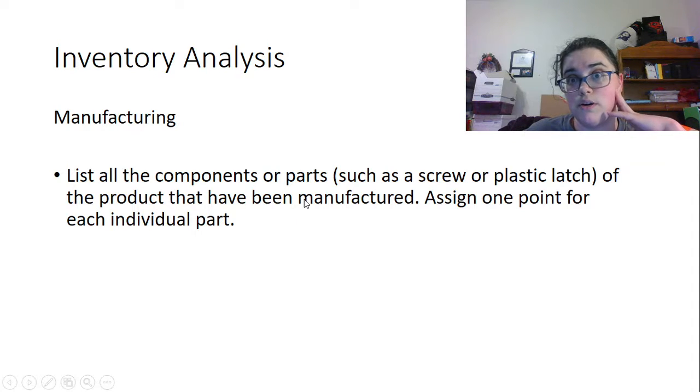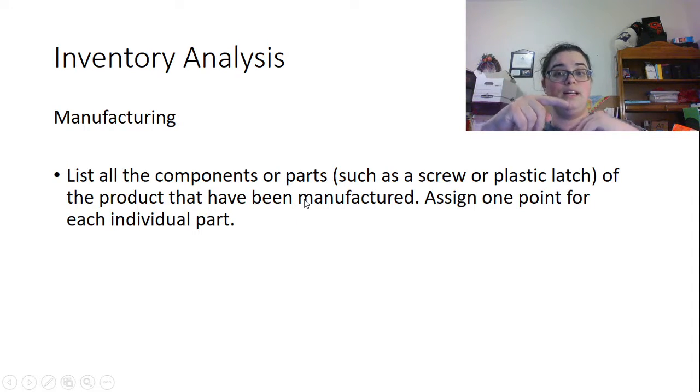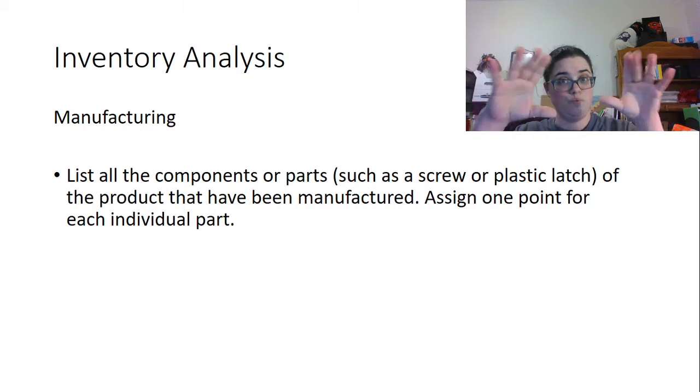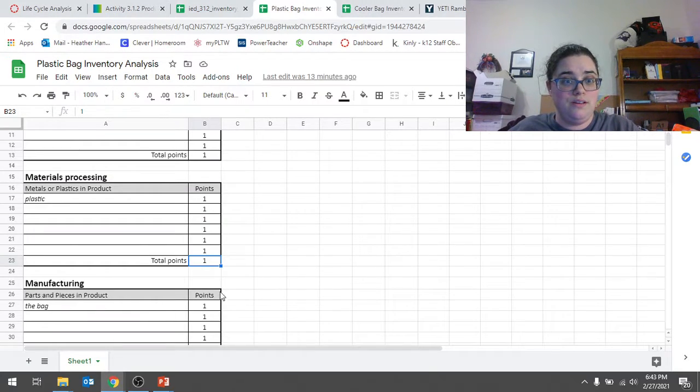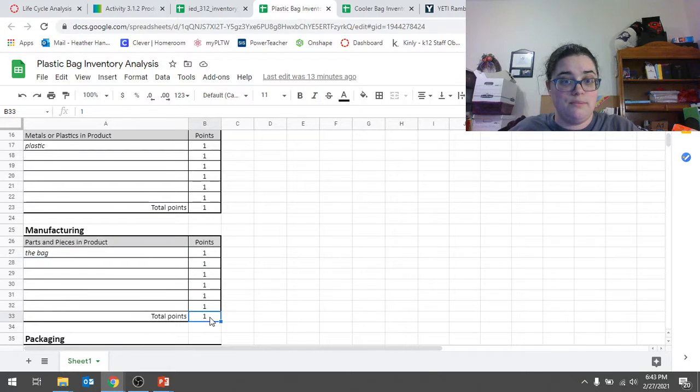Manufacturing, you have to think about all the parts your product has. Now, this plastic baggie might have handles on it, but it is one continuous part. The handles are not made separately and then added onto the rest of the bag. It is one bag. So the part that it has is just the bag. You give it 1 point for that part.